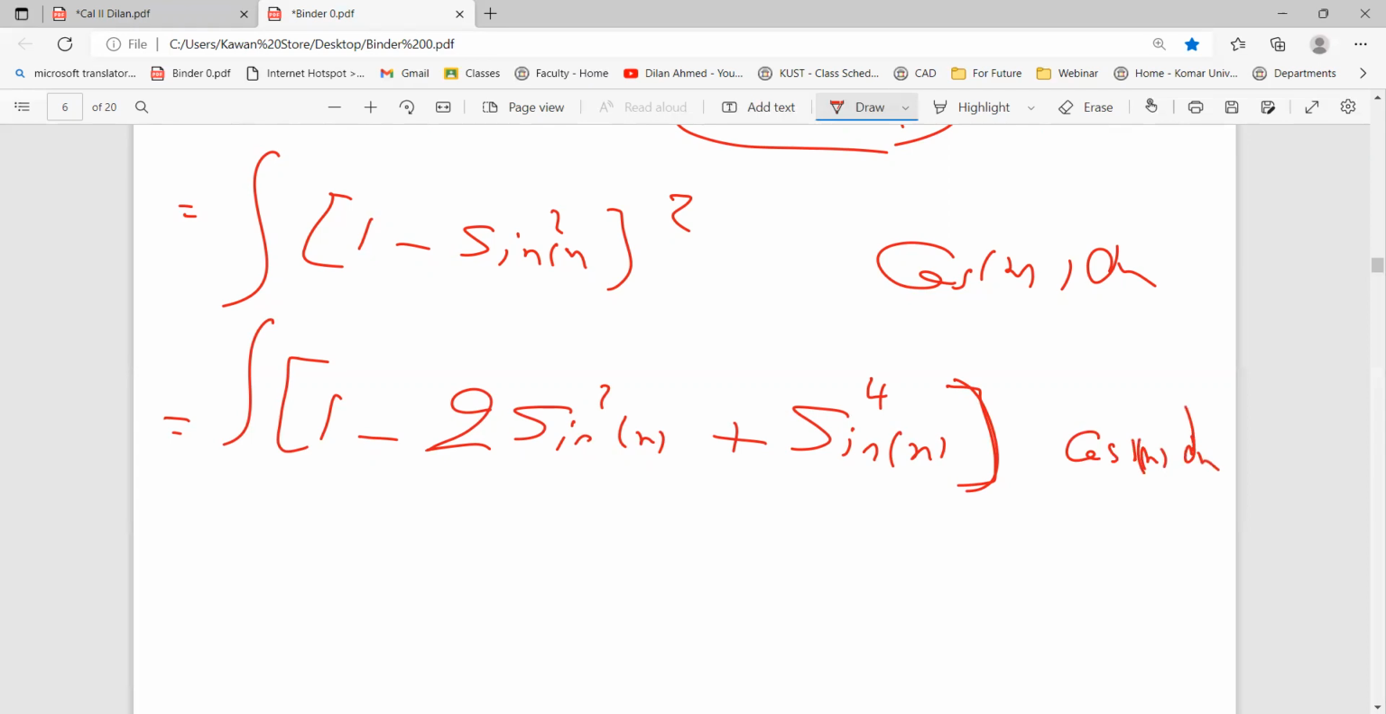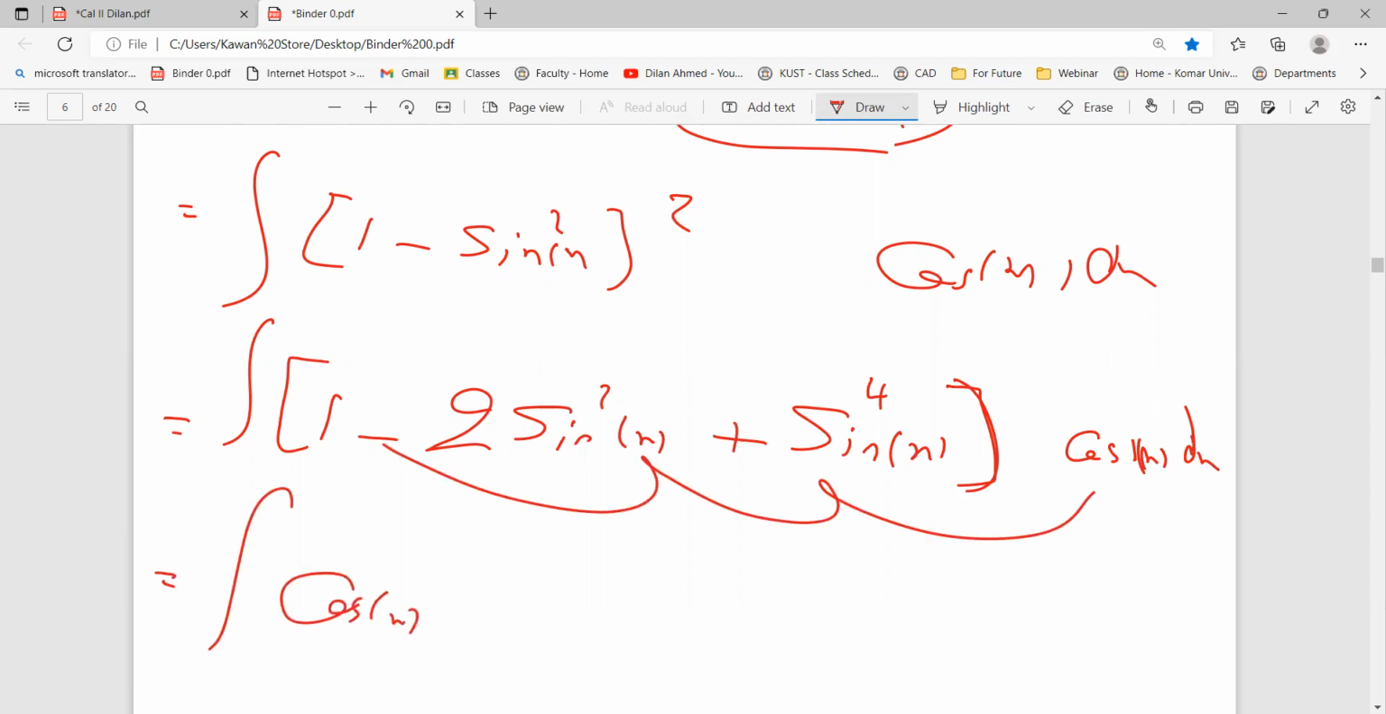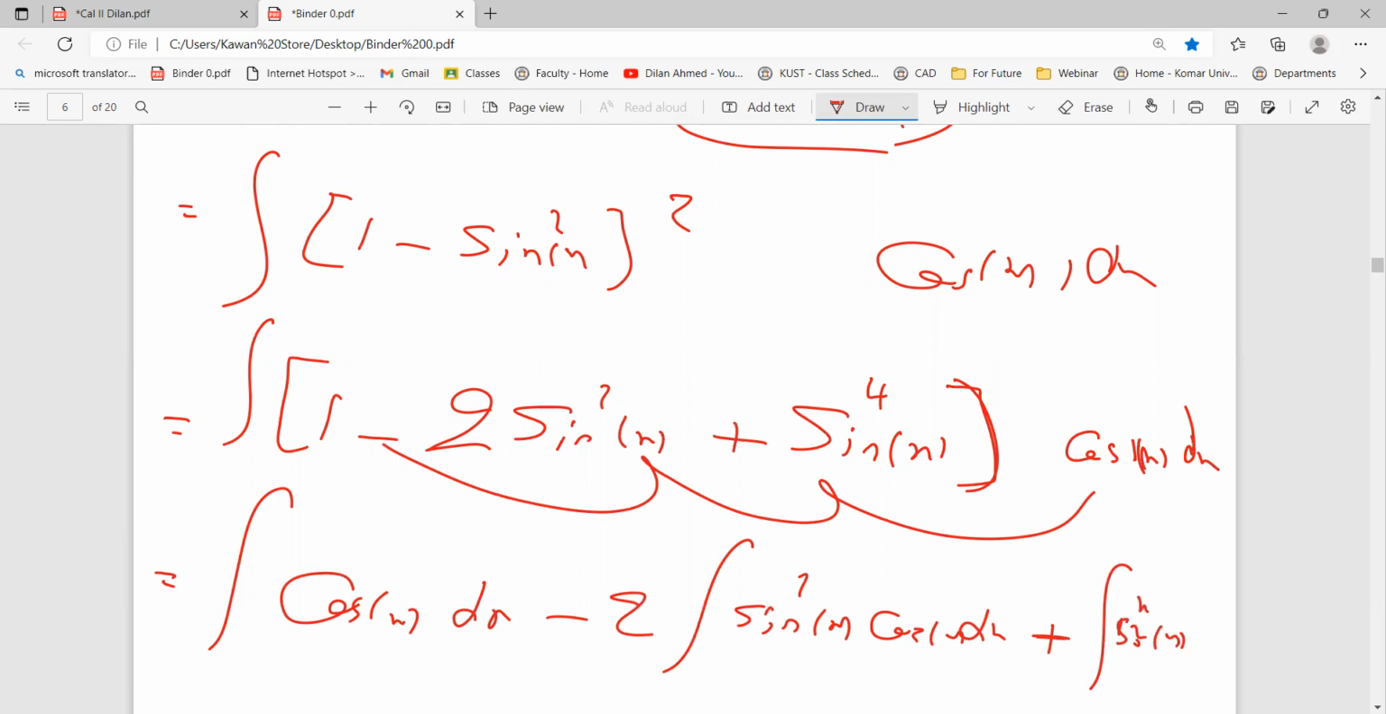Then what was the next step? What shall we do? Same step. Multiply to the bracket. So I'll get what? Cosine x dx, sine square x cosine x dx, sine to power 4 cosine x dx.